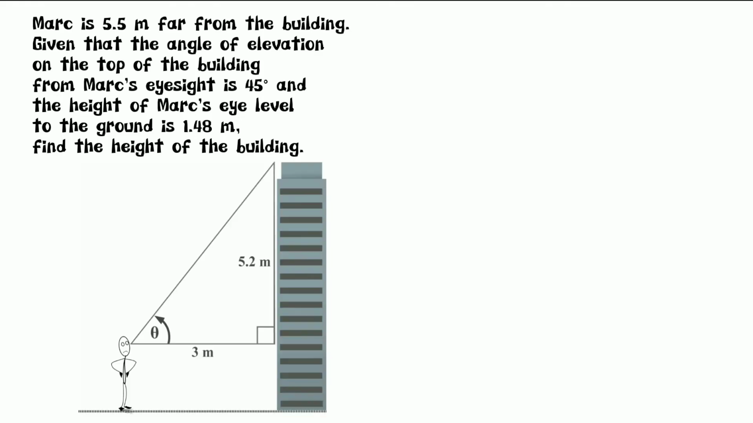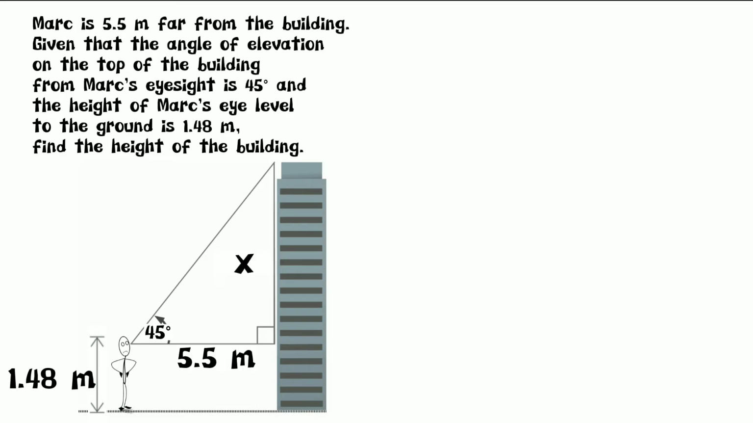Mark is 5.5 m far from the building. Given that the angle of elevation at the top of the building from Mark's eyesight is 45 degrees and the distance of Mark's eye level to the ground is 1.48 m, find the height of the building. From the given, the angle of elevation is 45 degrees. The distance from Mark's eye level to the ground is 1.48 m, and the distance of Mark's foot to the base of the building is 5.5 m.